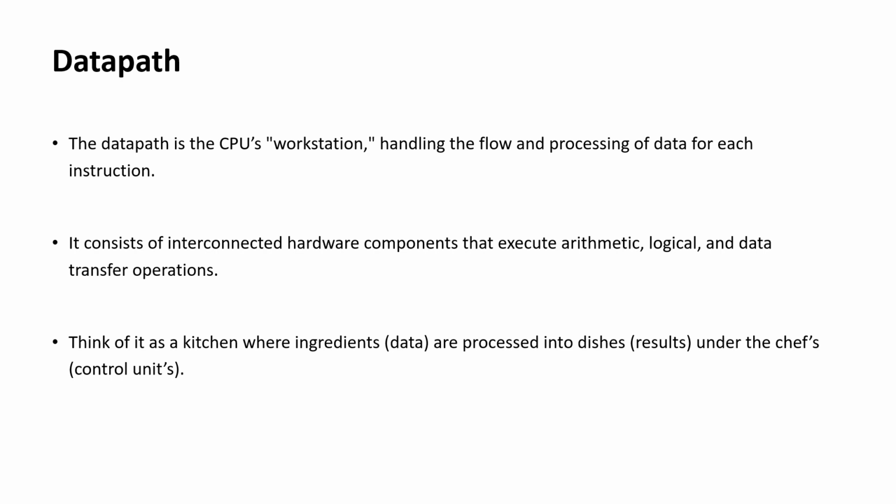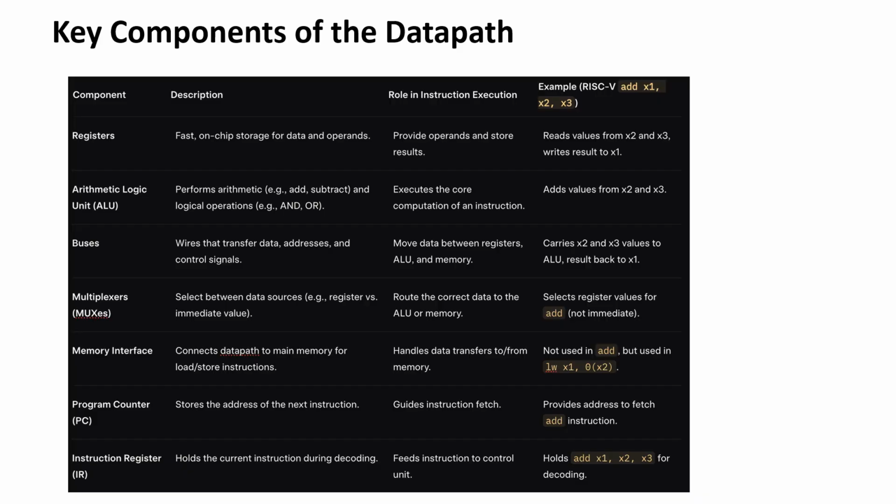So we are talking about the data path. The data path is a CPU's workstation, handling the flow and then the processing of data for each instruction. It consists of interconnected hardware components that execute arithmetic logic and then data transfer operations. Think of it as a kitchen where ingredients, or data, are processed into dishes. That's the results. Where under the shelves, that's the control unit.